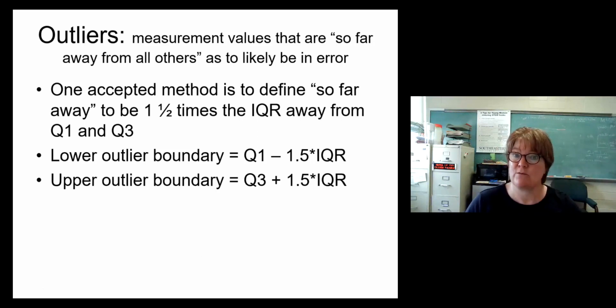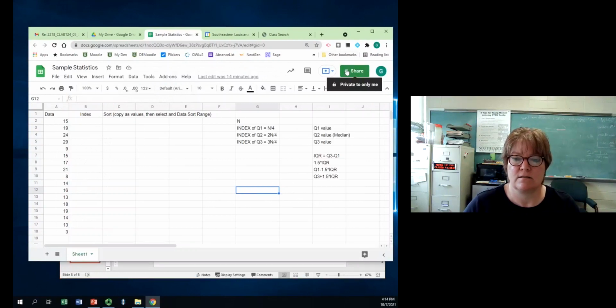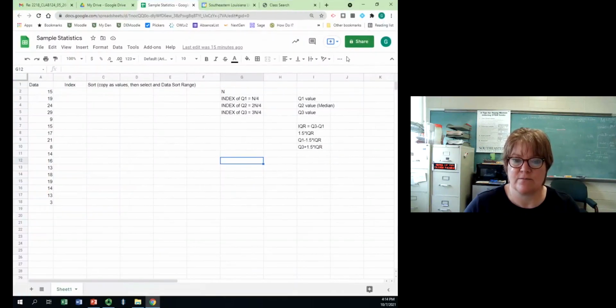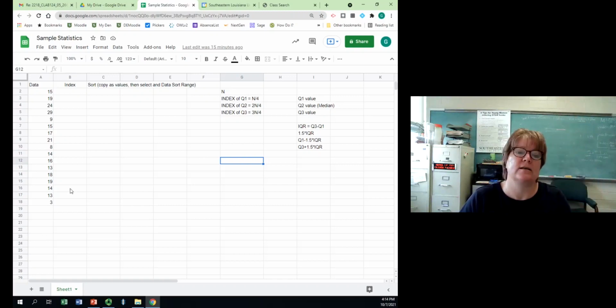Let's do it with an example of data. Let me see if I can make this big. Here we go. All right, so I have this list of data. It's just a list of numbers. Your numbers would be the molarities that you calculate for everybody's titration data, which will be added to your Google Sheets on Thursday night.